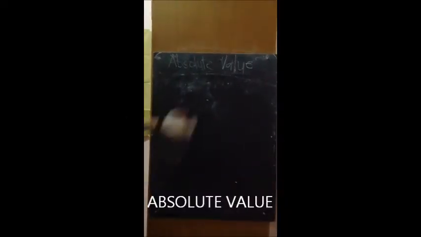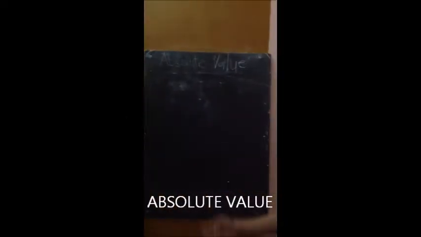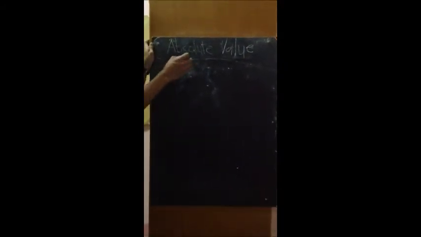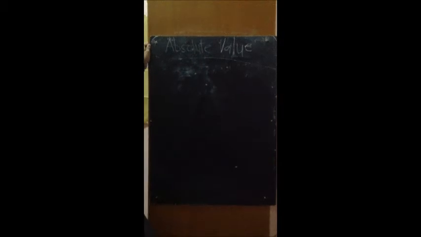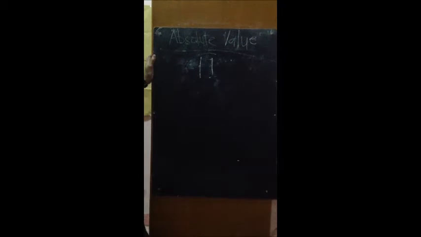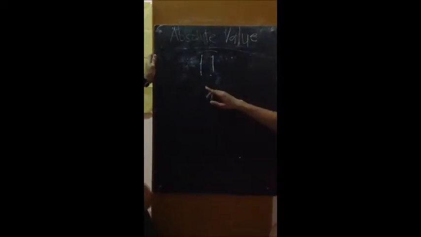We're going to discuss absolute value. Absolute value is the distance from zero. If we're going to talk about the absolute value, it has a sign like this. If we see the sign like this, two of them, we're talking about the absolute value of x. There's x there.